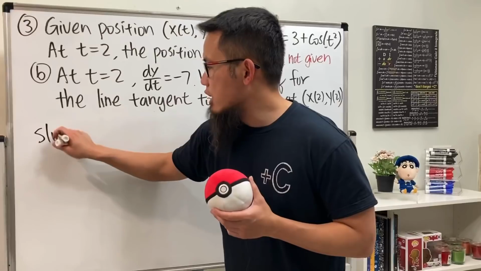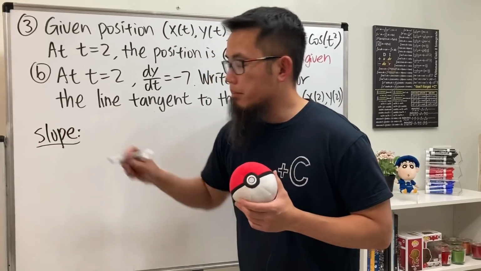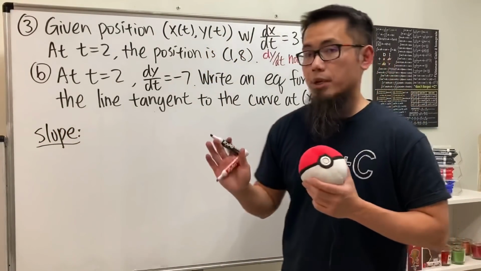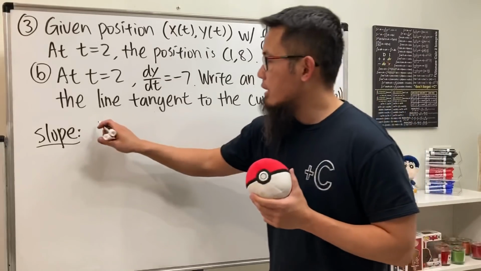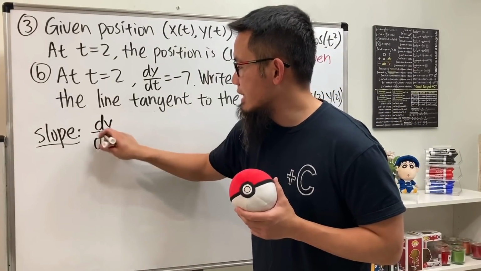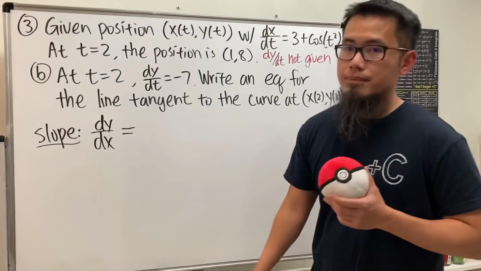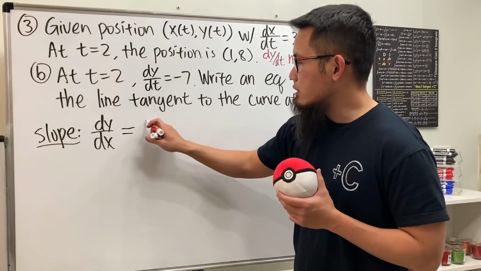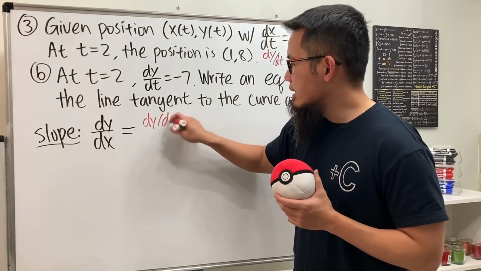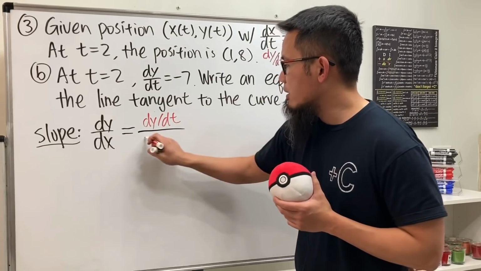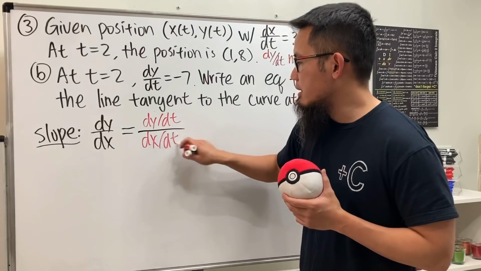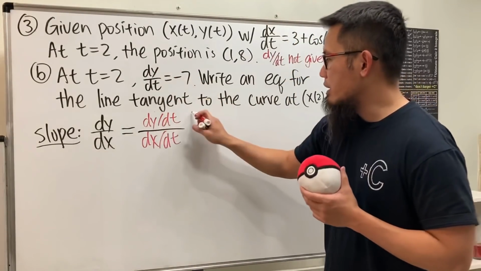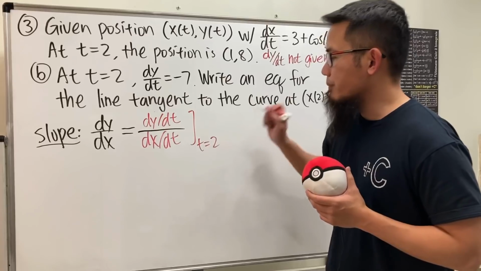And yes, the slope is the derivative, but you have to remember we are dealing with a parametric equation situation, right? This right here, the derivative is dy/dx. How can we get dy/dx though? Yes, for the parametric equation situation, we do dy/dt over dx/dt. And we just care about when t is equal to 2.